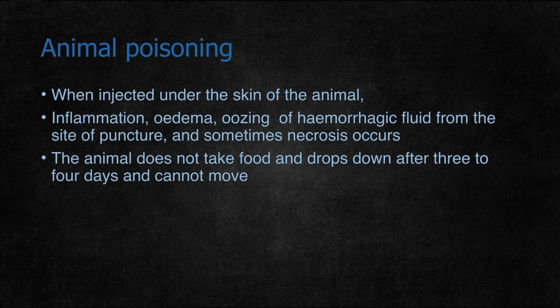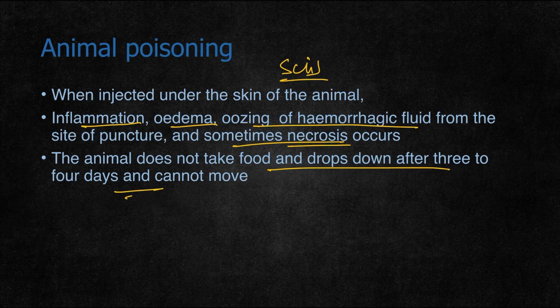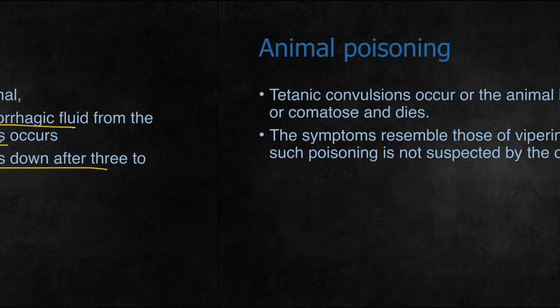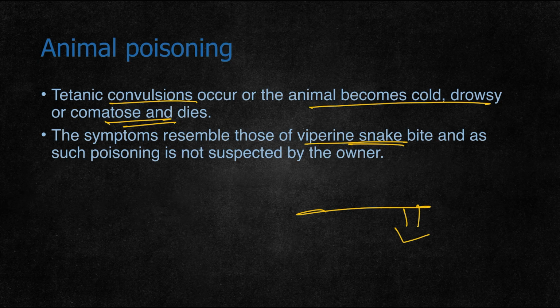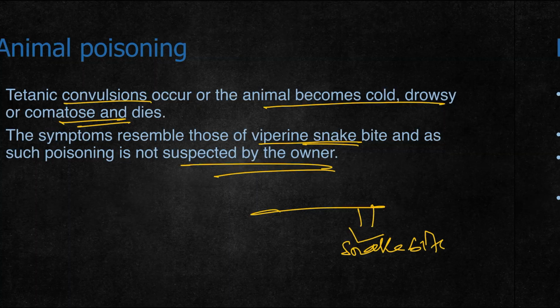In animal poisoning, when Suis is injected into the body of the animal under the skin, it causes inflammation, edema, oozing of hemorrhagic fluid from the site of puncture, and sometimes necrosis. The animal does not take food, drops down after 3 to 4 days and cannot move. Later on, there are tetanic convulsions. The animal becomes drowsy and comatose and dies. The symptoms resemble a viperine snake bite. Since the stick is used with two needles, it resembles a snake bite, and such poisoning is not suspected by the owner.